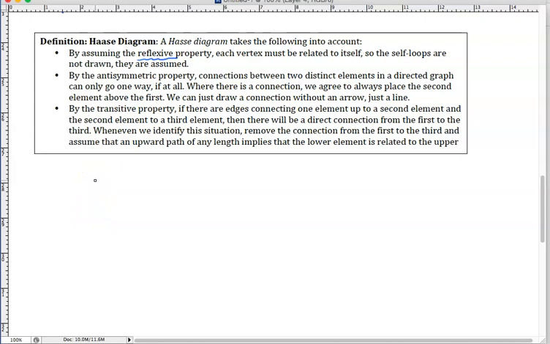So Hasse diagrams are directed graphs where we can cut out all the loops, all the arrows, and extra lines because it has the reflexive, the antisymmetric, and the transitive properties. And we can make a much simpler graph. That's really useful when you have lots of elements. Okay, so let's look at some examples.